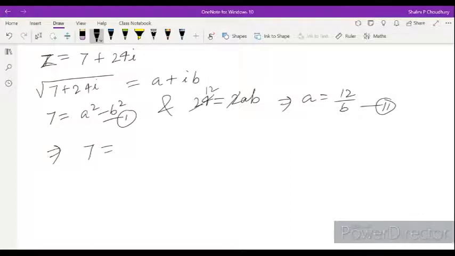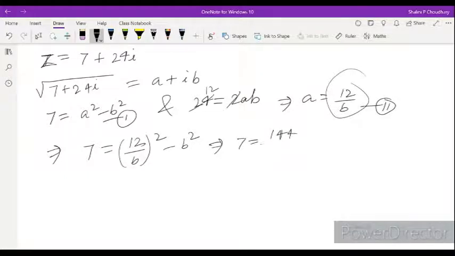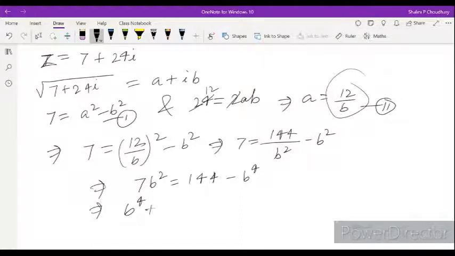7 is equal to a square. The value of a is 12 upon b, so 12 upon b whole square minus b square. So this will be 7 equals 144 divided by b square minus b square. It means 7b square will be equal to 144 minus b to the power 4. It means b to the power 4 plus 7b square minus 144 is equal to 0.